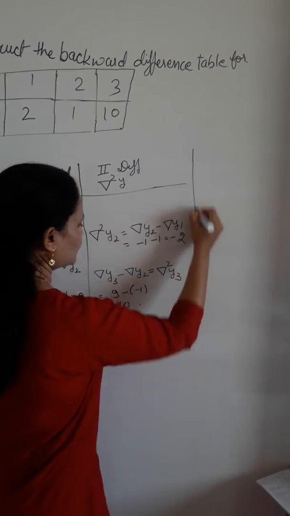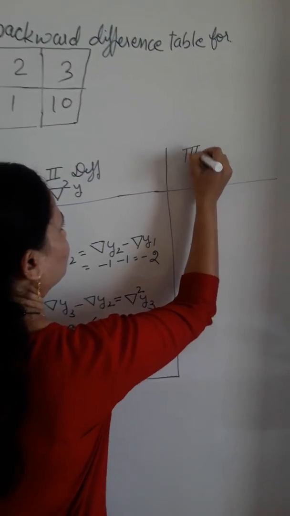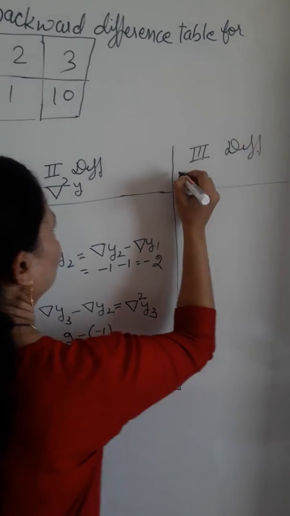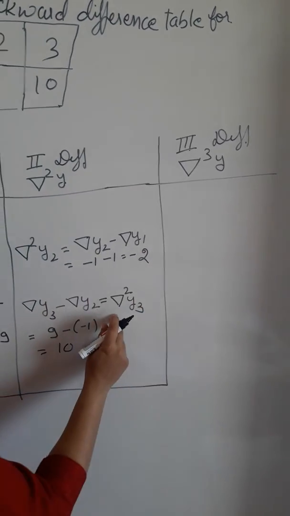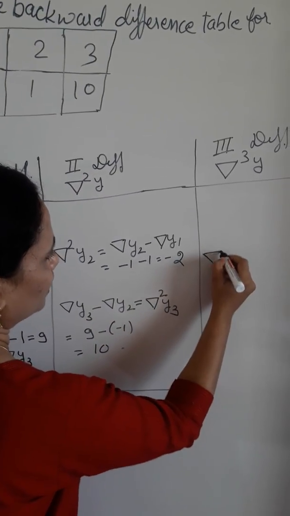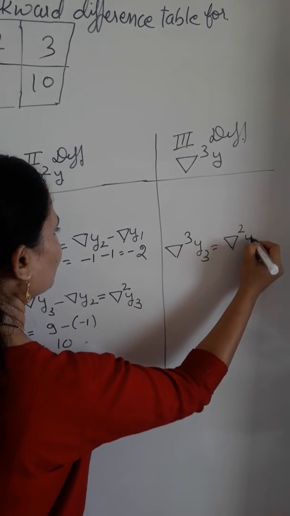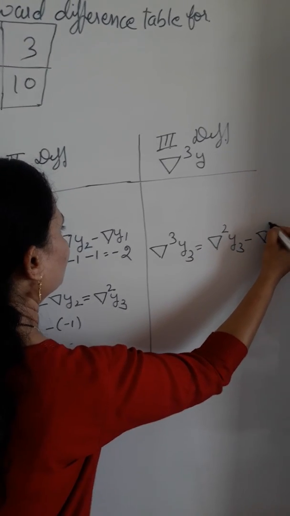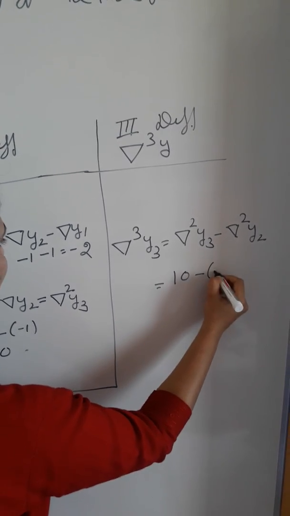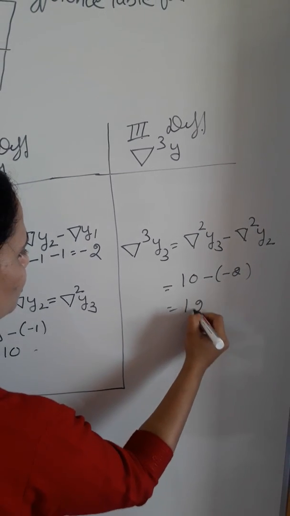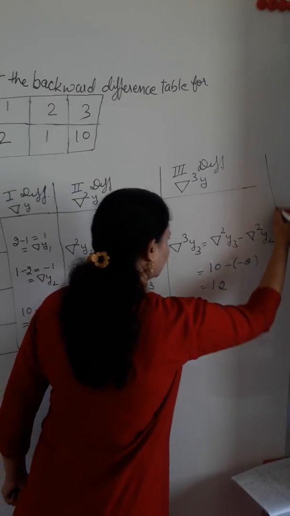Now the third backward difference. So the third backward difference will be nabla cube y3, which is nabla square y3 minus nabla square y2, that is 10 minus of minus 2. This is equal to 12. So we have constructed the backward finite difference table.